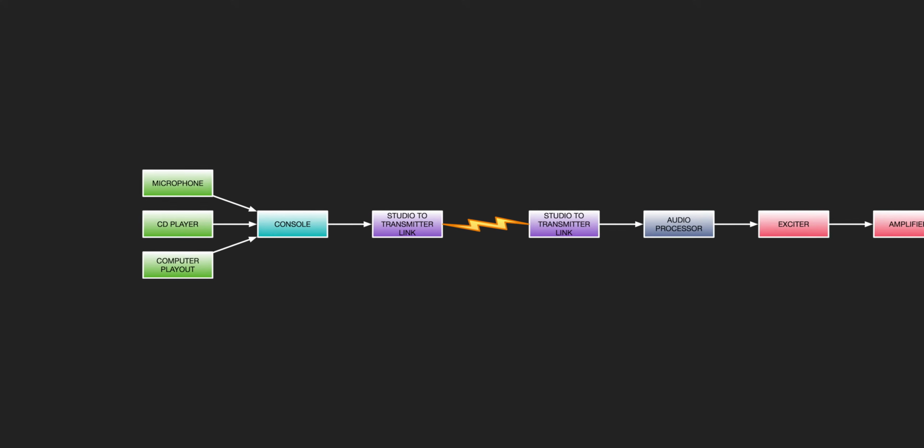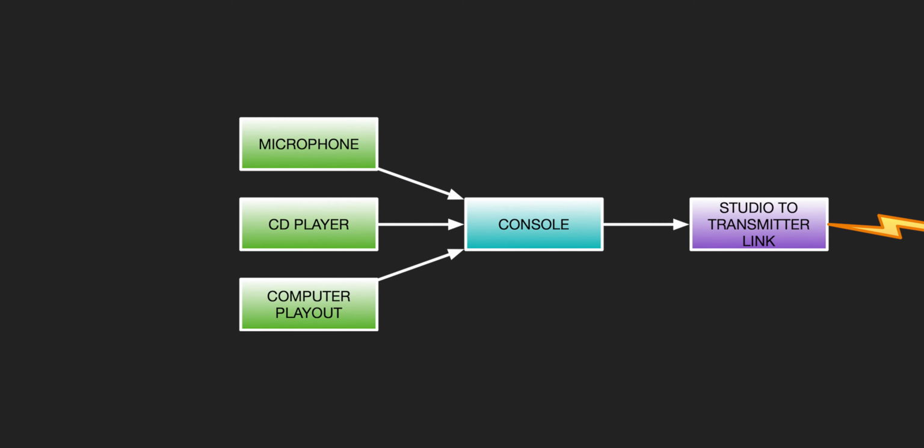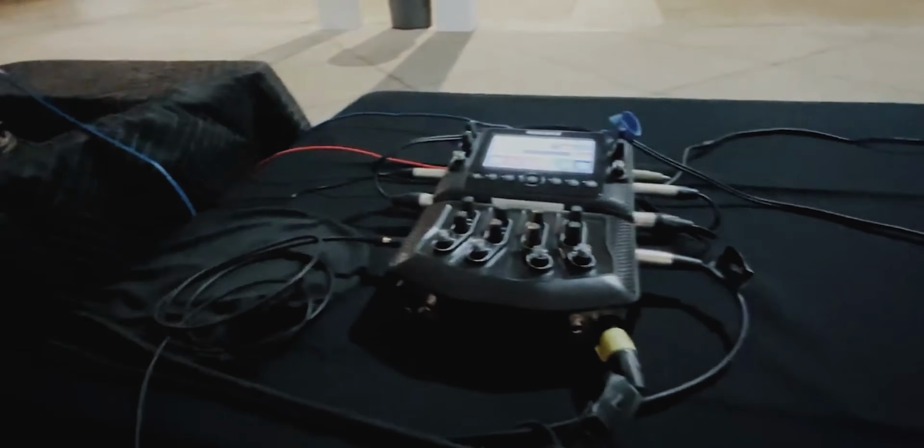That electricity then travels down a cable to a console. Now, the console also usually has other sources connected to it. They could be CD players, computer outputs, cart machines, reel-to-reel tape players, other microphones, telephone lines, or a remote broadcast line. Anything that has audio that comes over a wire can be connected to the console.